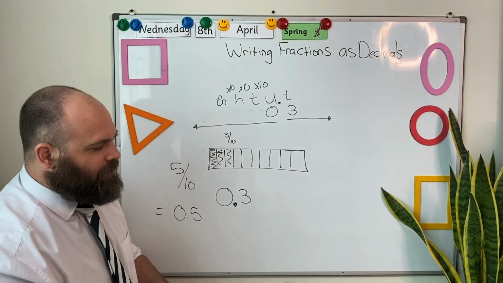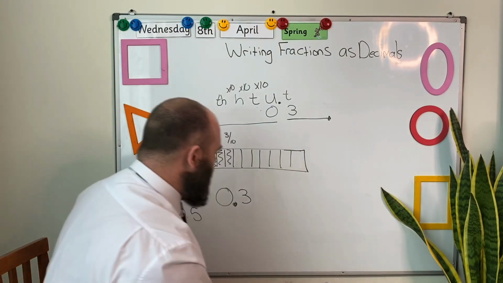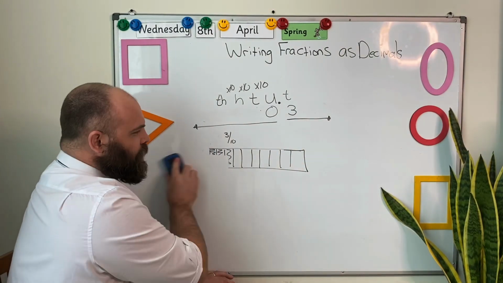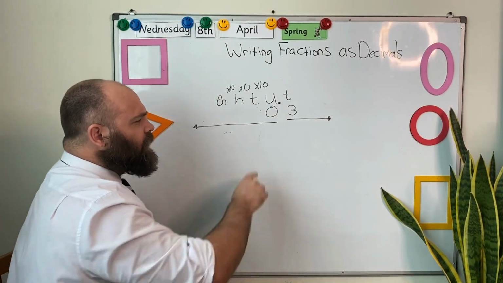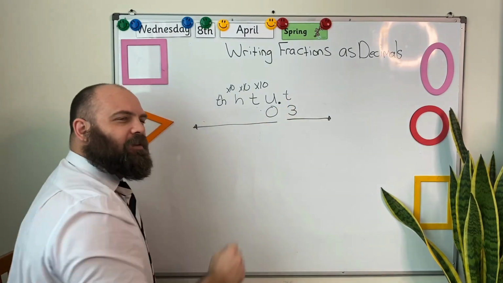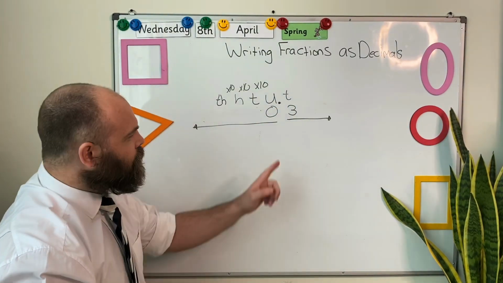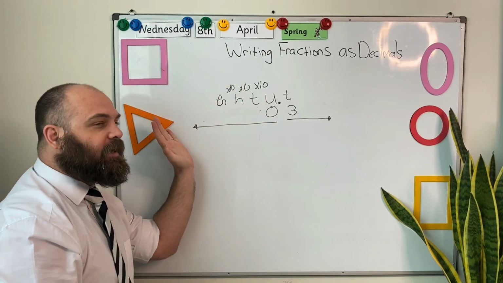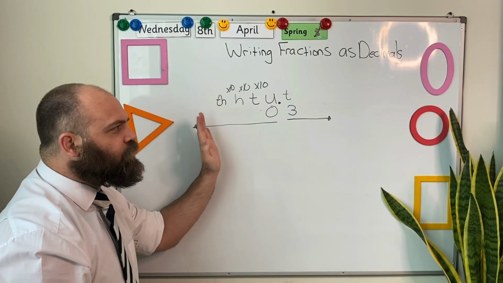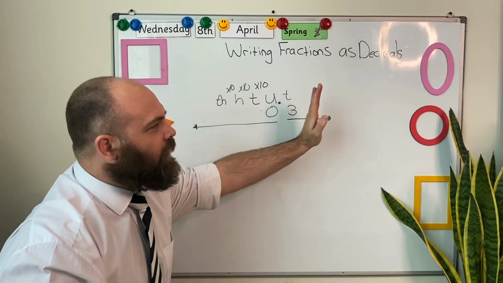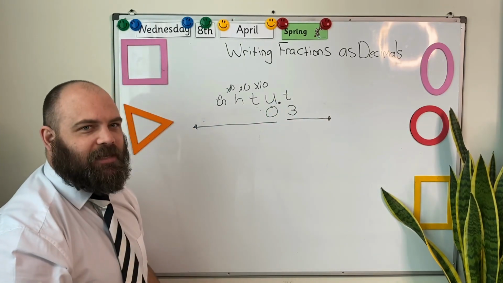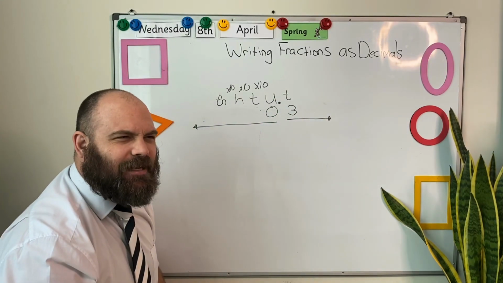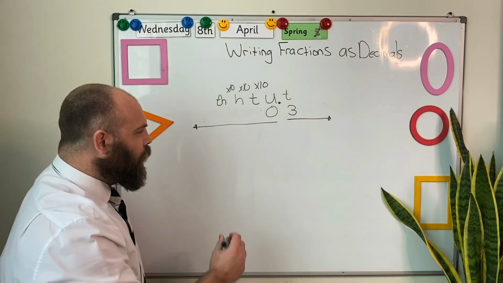Okay, but what I'm wondering now is what is going to be smaller than tenths? If I went 10 times bigger every time I moved to the left-hand side, surely I must get 10 times smaller every time I move further to the right-hand side. What is 10 times smaller than 1/10?